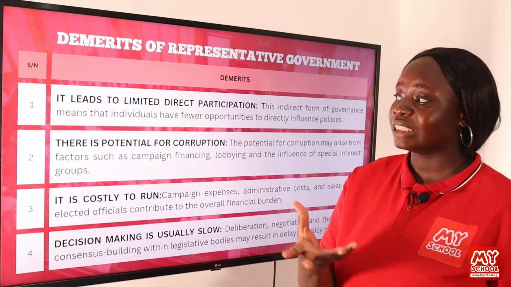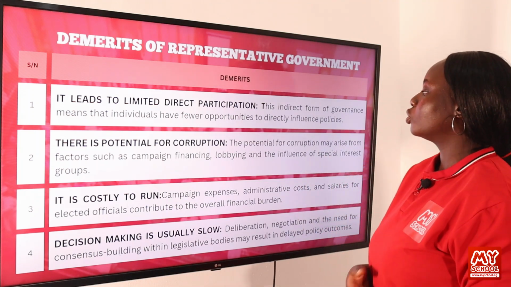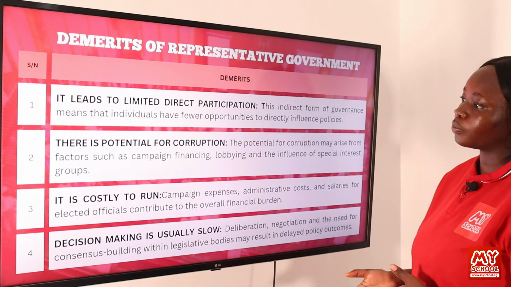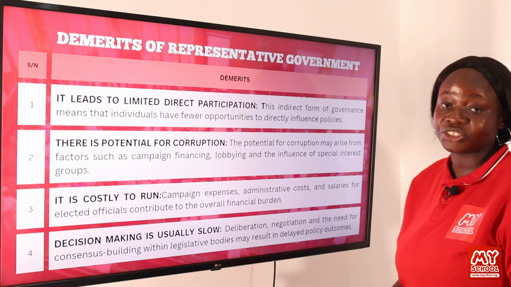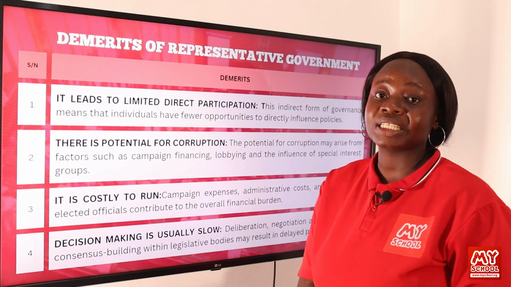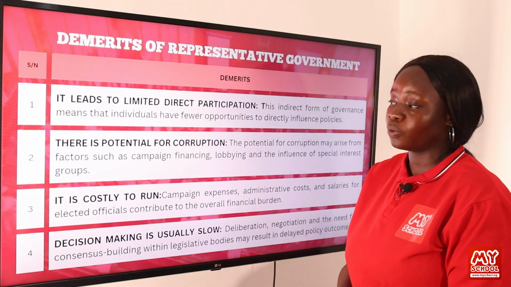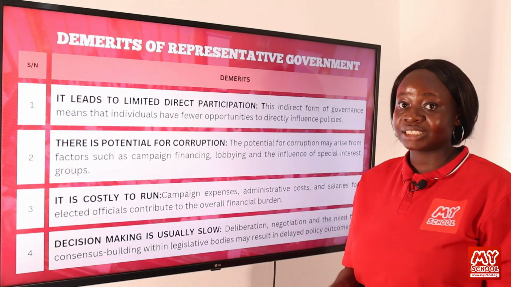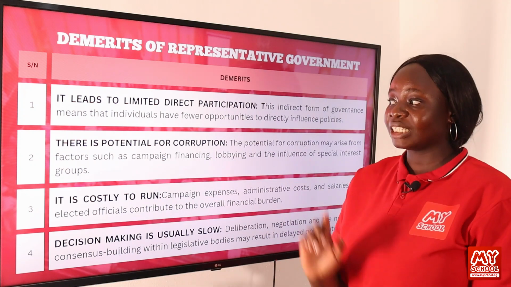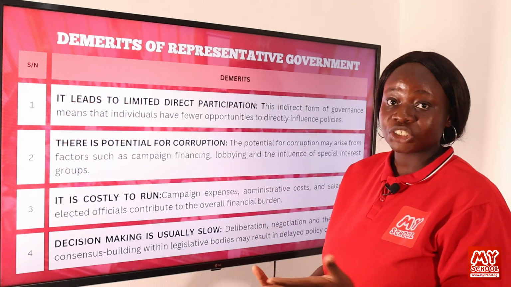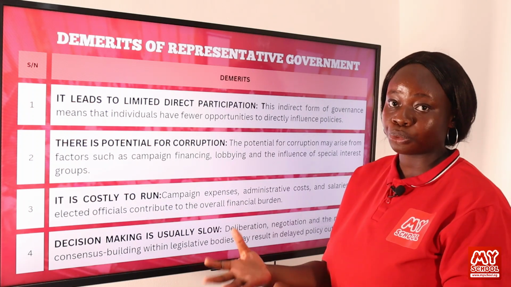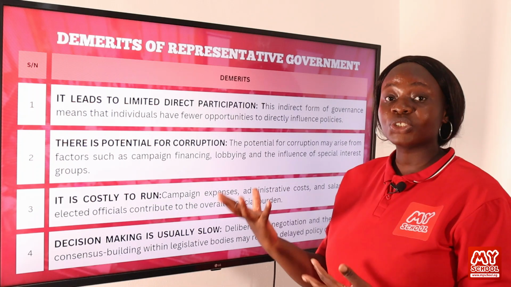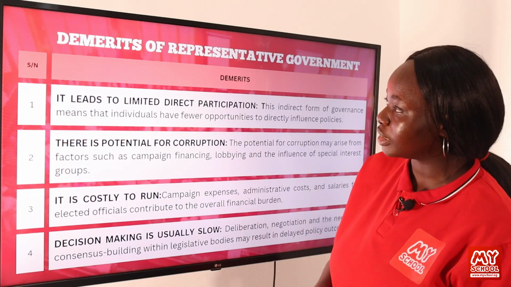And that demerit is that there is potential for corruption. So the potential for corruption may arise from factors such as campaign financing, lobbying, and the influence of special interest groups. So when representatives are canvassing for votes sometimes, they may do that using corrupt means, such as bribing the citizens of the country to vote for them, even when they do not have the knowledge, the expertise to run the country. So this is one of the demerits of representative government.